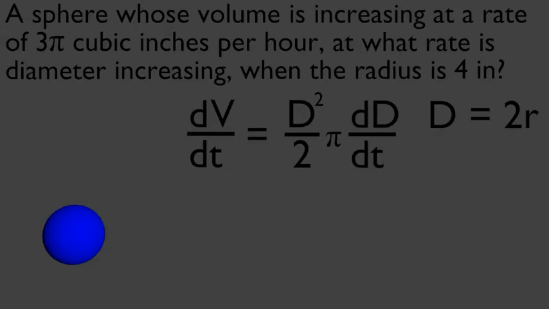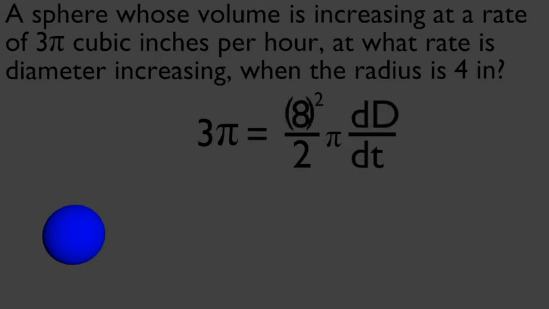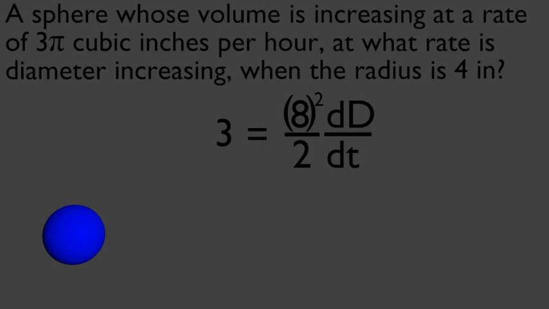Now we can go ahead and plug our numbers in. So our change in volume with respect to time is 3 pi. Our diameter, we don't know what it is yet, but we do know the radius is 4, so we can plug that in for our equation that relates diameter and radius. So 2 times 4 is 8, so our diameter here is 8. And so we're trying to find the change in diameter with respect to time. We can go ahead and cancel out the pi's on both sides of the equation.